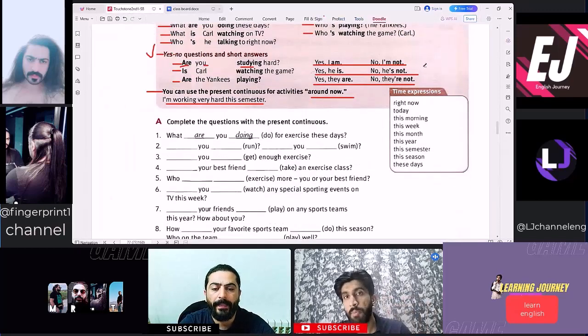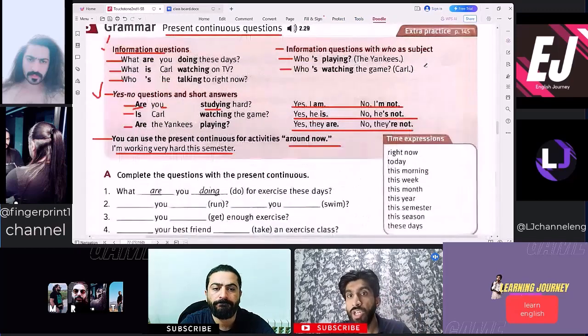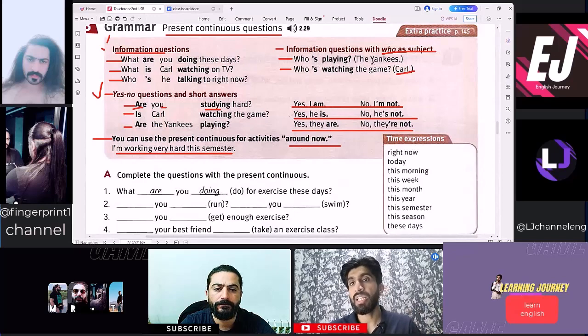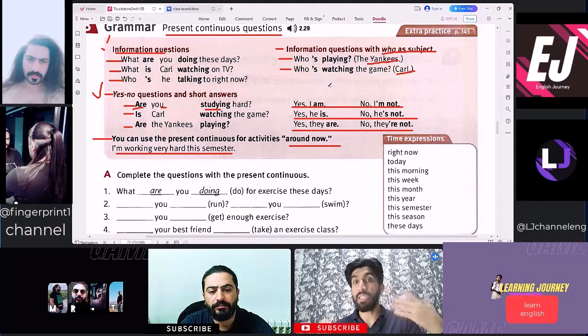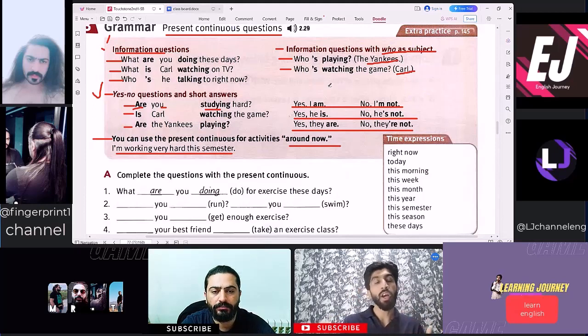And there is another type of question here: information questions with who as a subject. So here, who is the subject. You say who is playing, who is watching, okay? Who is walking? The answer for this is the name of the person or the name of the team. For example, who's teaching this book? I'm teaching this book. Who's speaking? The teacher is speaking. Who's writing? The students are writing. That's information questions with who as the subject.